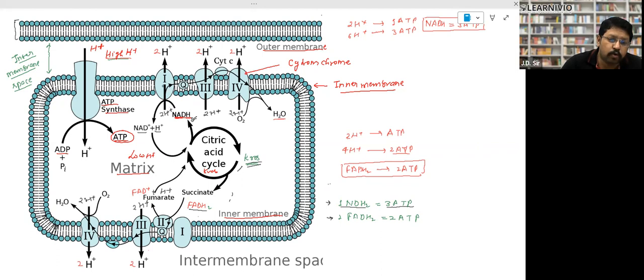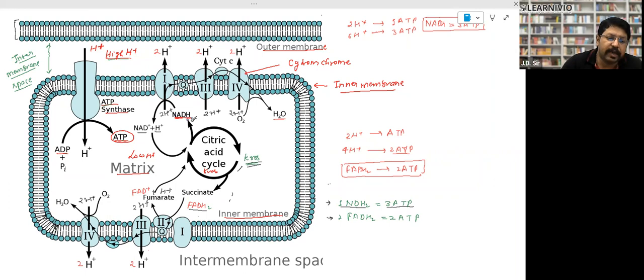Now it will go to the inner membrane of the mitochondria. Look, this is the outer membrane of mitochondria. This is the inner membrane of mitochondria. I have written over here, outer membrane, inner membrane, and there is a space between these two membranes. This is called intermembrane space, right? And in the inner membrane there are certain cytochrome complexes. Here first, second, third, fourth.